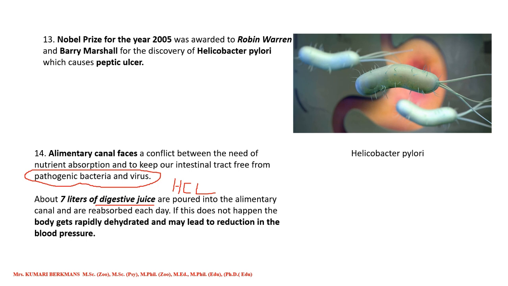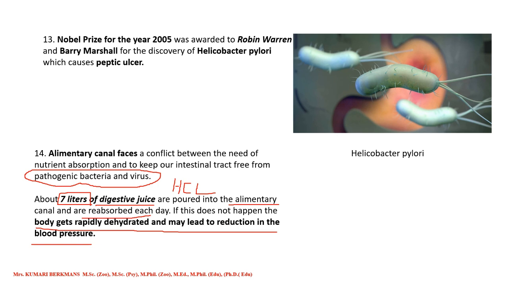Per day, how many liters of digestive juice are secreted? It is 7 liters. This is very important. Keep note of it. 7 liters of digestive juice are secreted in the alimentary canal, and once again it is reabsorbed by the alimentary canal. Otherwise, what will happen? The body gets rapidly dehydrated and may lead to a reduction in blood pressure.